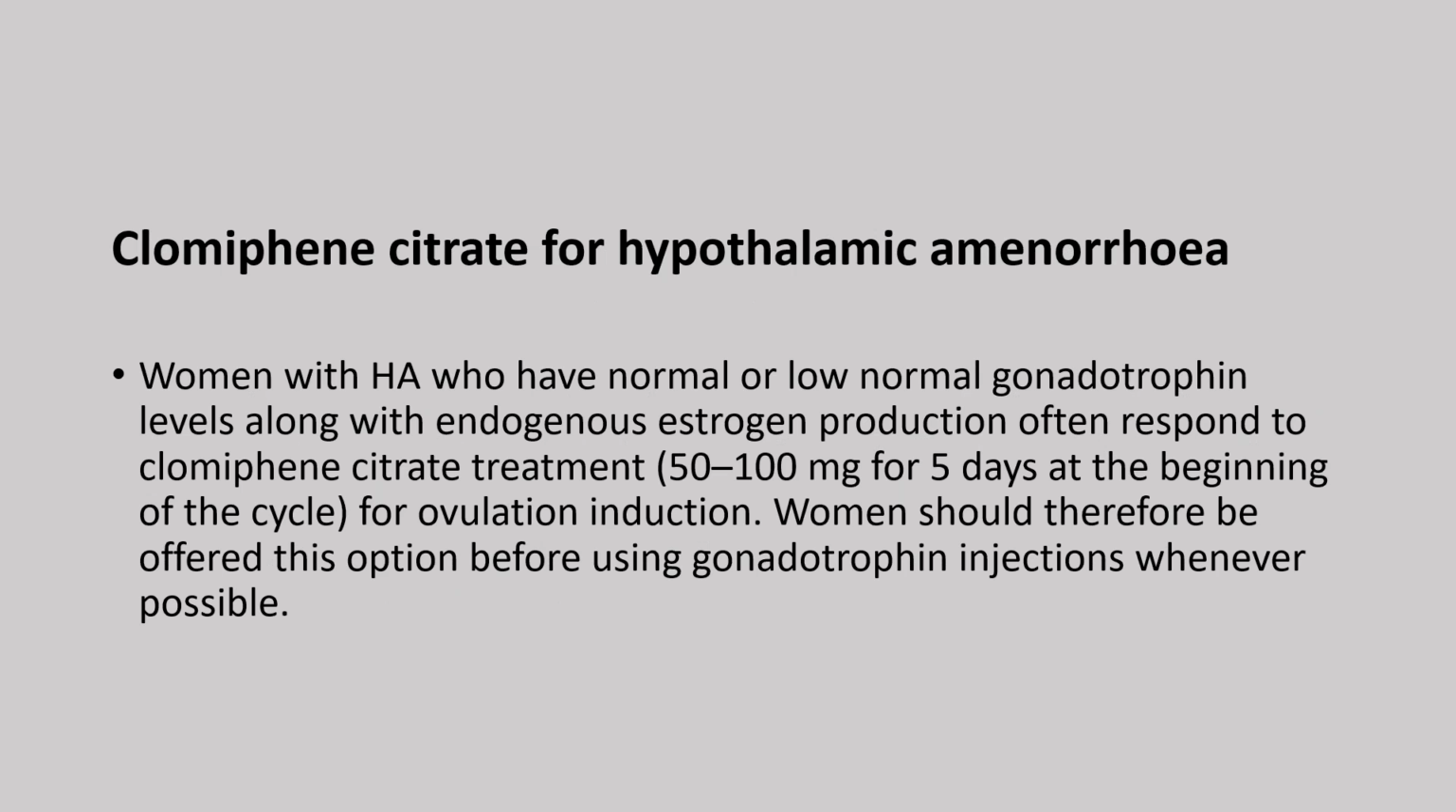Clomiphene citrate for hypothalamic amenorrhea. Now, in hypothalamic amenorrhea, we know that there are normal gonadotropin levels. So here clomiphene citrate can also work. In patients who have values around normal, you can try clomiphene citrate also. So, women with hypothalamic amenorrhea who have normal or low normal gonadotropin levels, along with endogenous estrogen production, often respond to clomiphene citrate. But the main thing is that you have to have all of this normal. Whenever you are picking this option of clomiphene in hypothalamic amenorrhea, the levels should be normal. Otherwise, it will not work. Women should therefore be offered this option before using gonadotropins. But remember, normal FSH, LH, and there should be endogenous estrogen also.